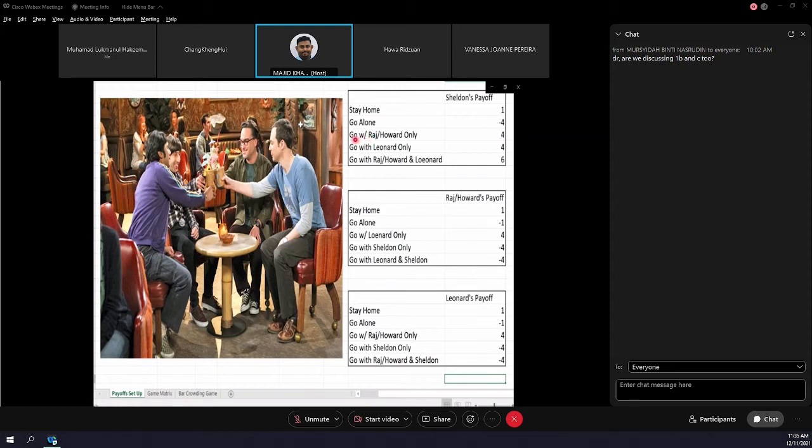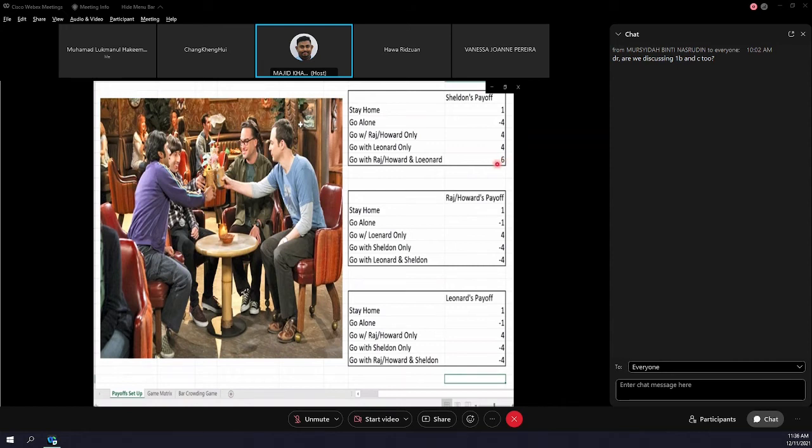If he goes with Raj and Howard only, he is already happy because he still has friends to talk to, so he will get a payoff of 4. The same payoff will be given if he goes with his friend Lynette, his roommate. Okay, Lynette is also Sheldon's roommate, so with Lynette only we also have the same payoff. But if all four of them go together, the payoff will be 6.